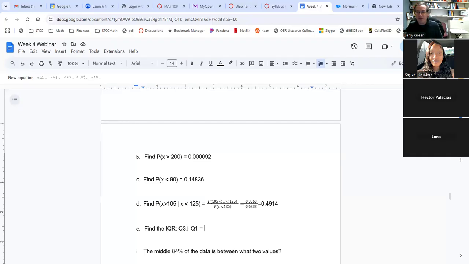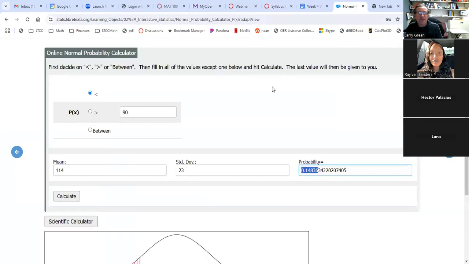So we want to find the interquartile range. So Q3 means there's 75% below our number, which we don't know. So we know the probability of being less than something will be 75% or 0.75. So if I go to the calculator, I want the probability of being less than something which we don't know, and we want it to be 0.75. Same mean and standard deviation. And I hit calculate. And I get 129.51 or so.